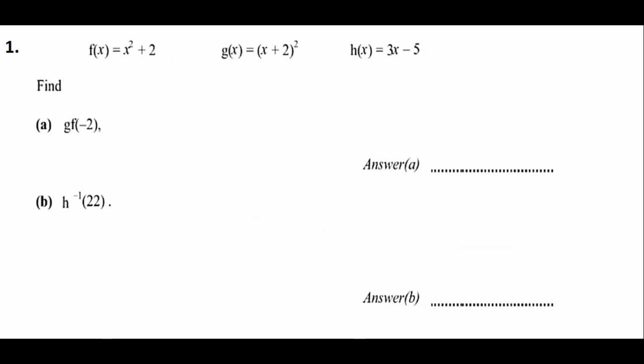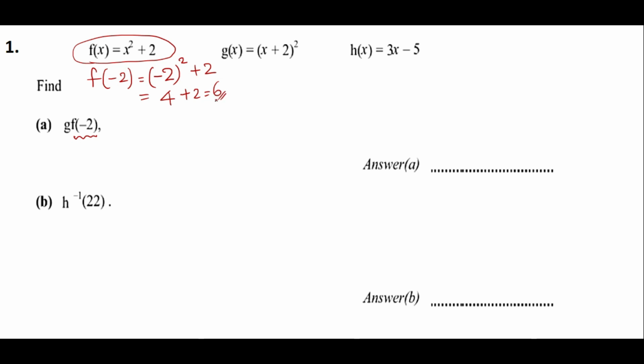Now let us apply the skill to some exam style questions. You can pause the video and try to solve it by yourself and then look for the answer. Question 1, part A. g of f of negative 2. We start from f of negative 2. We have f of x as x squared plus 2. So f of negative 2 is going to be, in place of x, you will substitute negative 2. Don't forget to put the brackets. So it's going to be negative 2 squared plus 2. So negative 2 squared is 4, 4 plus 2 giving you a 6.